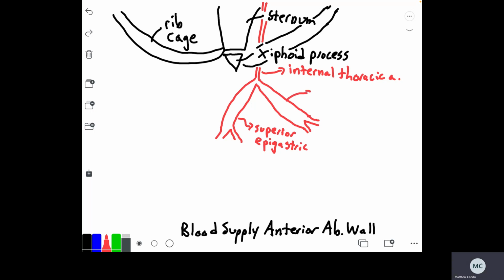This other branch that comes off the internal thoracic is going to be named literally based on where it goes. This one is going to be called the musculophrenic artery. Now, you probably already realize that when I see phrenic, I probably think phrenic nerve. You're exactly right, and probably guessing where that artery goes. That artery is going to end up going to the diaphragm.